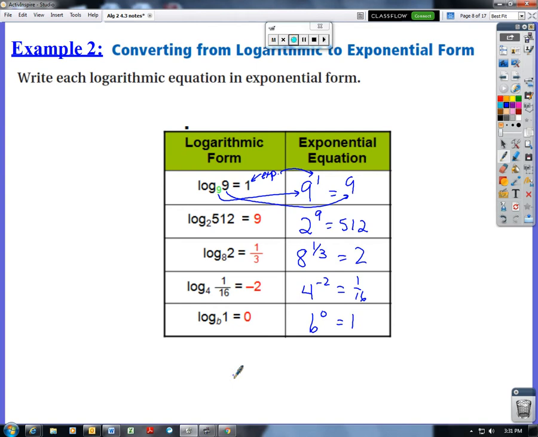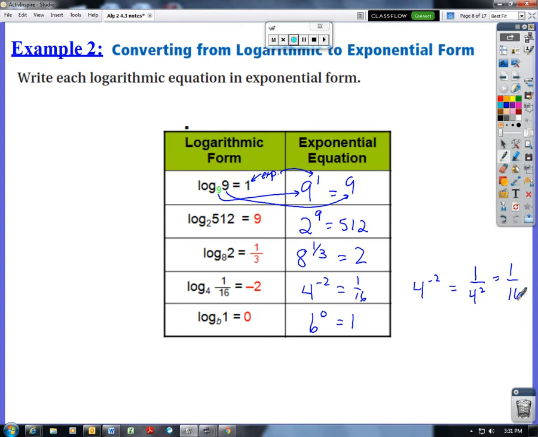You can check these too. Is b to the 0 equal to 1? Yeah, any number raised to the 0 is 1. Is 4 to the -2 equal to 1/16? Yeah, because remember 4 to the -2 is the same as 1 over 4 to the 2, which is 1 over 16.